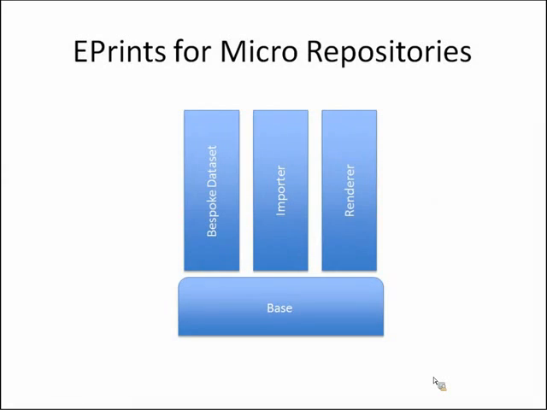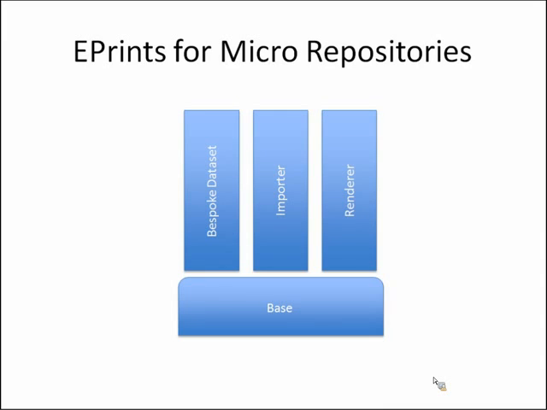I guess the final example comes back to bespoke single-purpose repositories, and Tim just demonstrated one of these this morning, where he had a repository which was a collection of books, which were scanned images of books. And again, you've got a bespoke data set and a renderer and perhaps an importer, perhaps an exporter, but it's a lot tighter, a lot simpler than the metadata schema you'd expect in a publications repository.